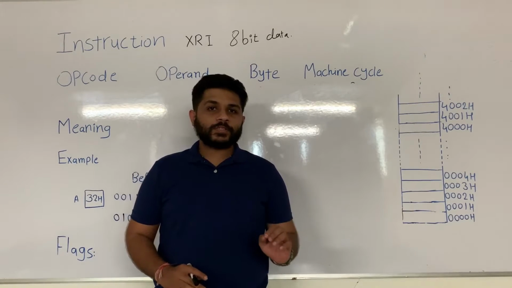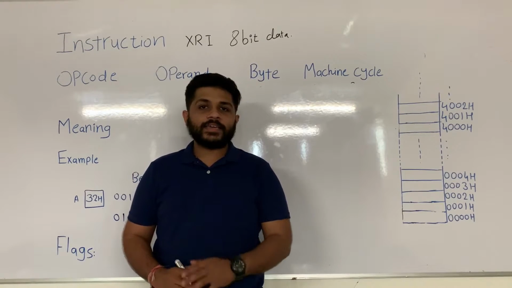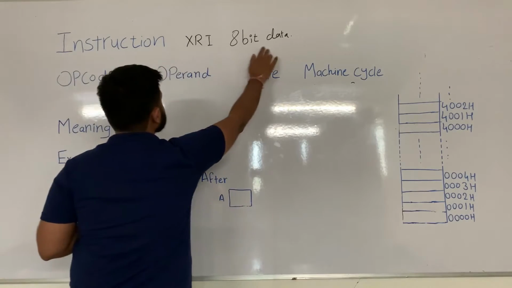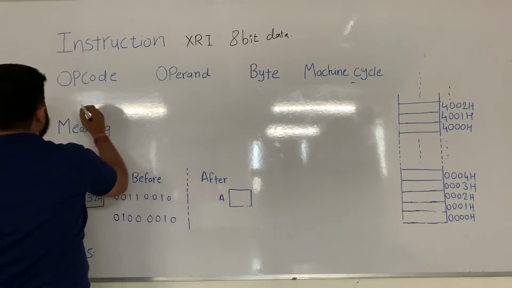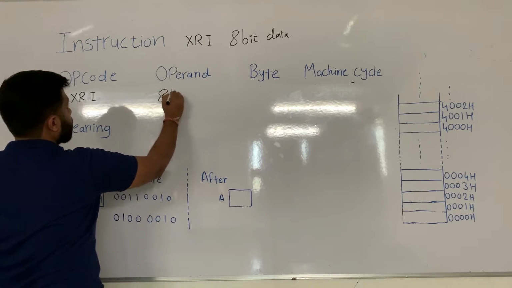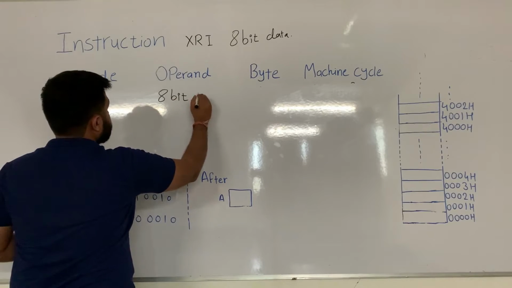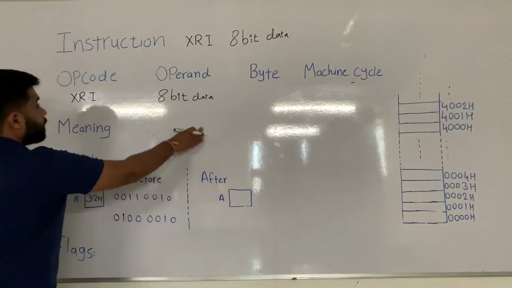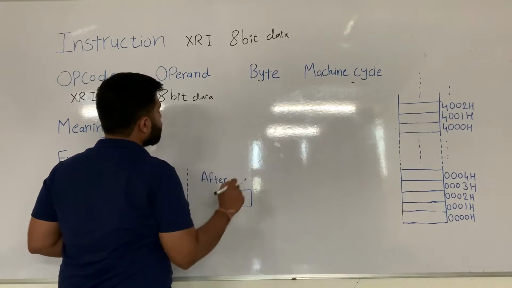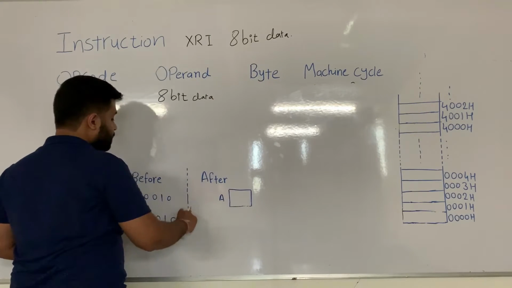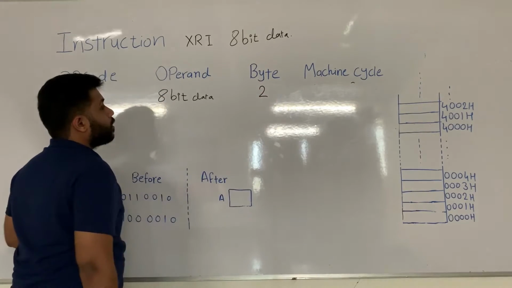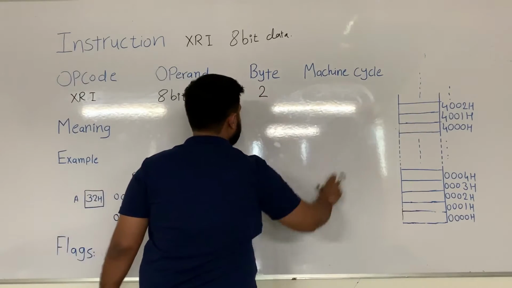Okay students, now we are going to see the instruction XRI 8-bit data. You can see that in this instruction, the first part is the opcode, that is XRI, and the remaining part is the operand, 8-bit data. In this instruction, you can see that an 8-bit value is present. When an 8-bit value is present in the instruction, it means that instruction is of 2 bytes. We are going to see the machine cycle a bit later.